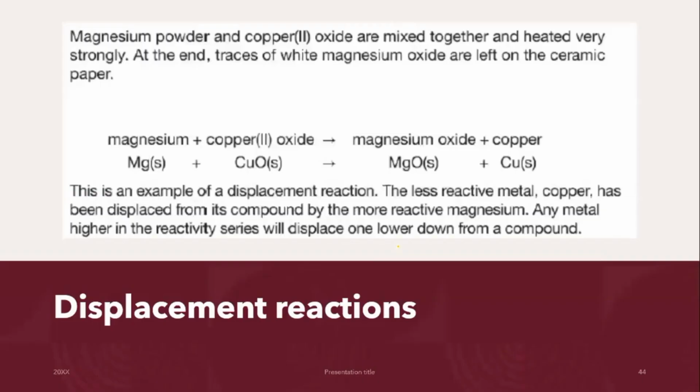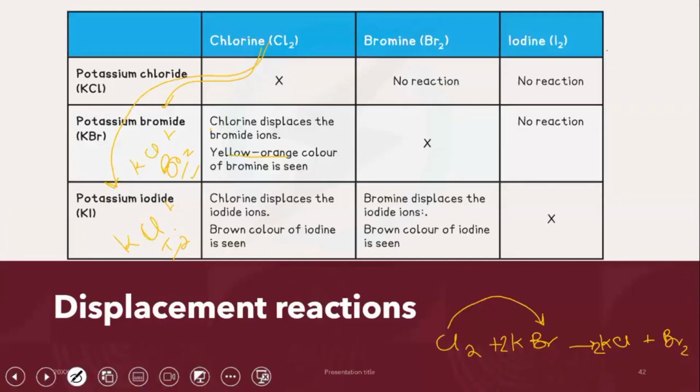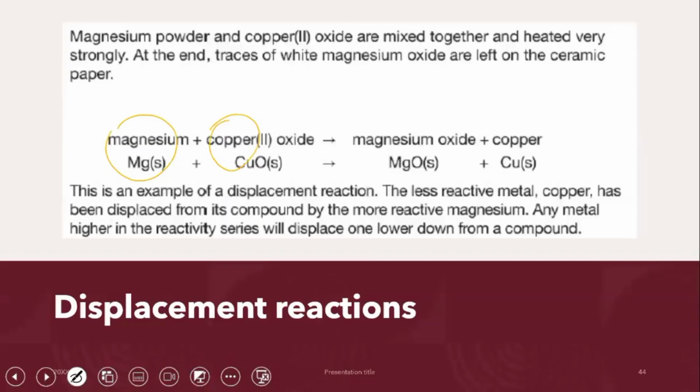Other than that, you will also study displacement reactions when it comes to your metals. We are going to see that a more reactive metal can displace a less reactive metal. So, for example, magnesium can displace copper from its compound. Why? Because magnesium is more reactive. So, quite similar to halogens. That's why I put them side by side. These topics link up. Magnesium will remove copper and you will get magnesium oxide and copper.